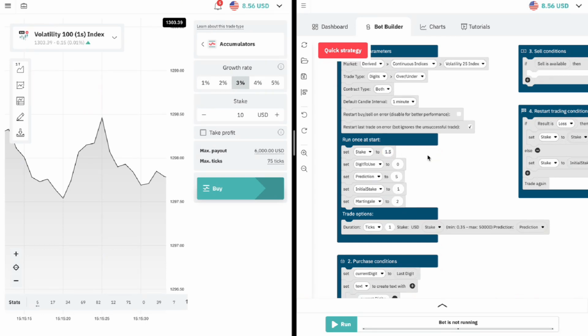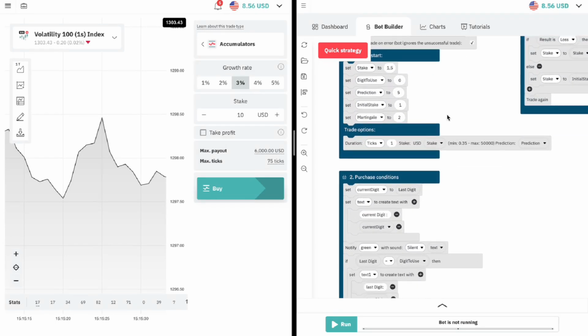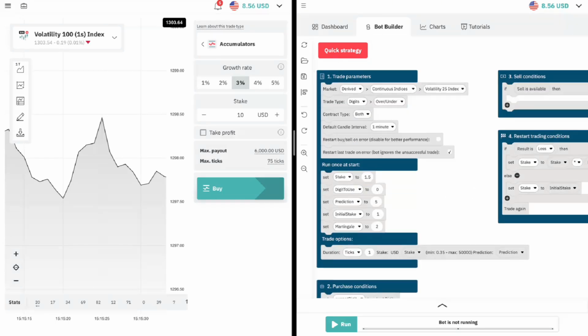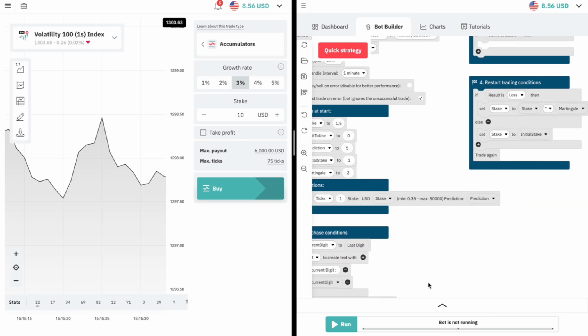If it loses, it will go to 3. If it loses, it will go to 6. 6 plus 3 is 9. That's a bit higher than the account, so let's hope it doesn't lose 3 consecutive times, because if it loses 3 consecutive times, the account is gone.